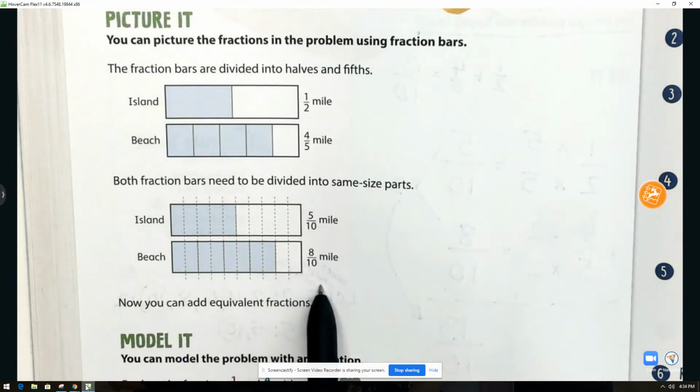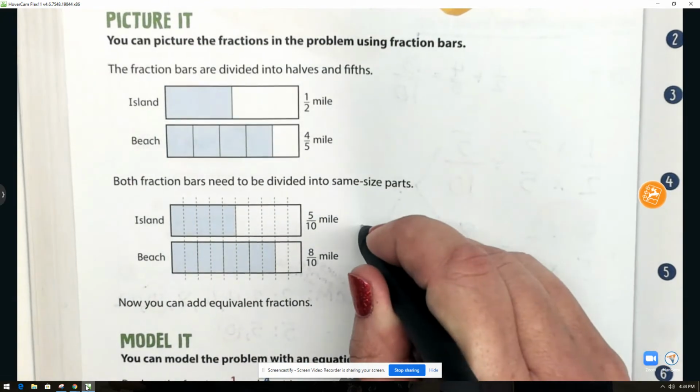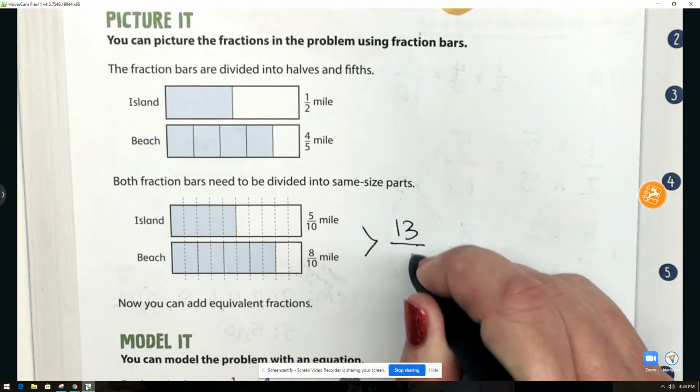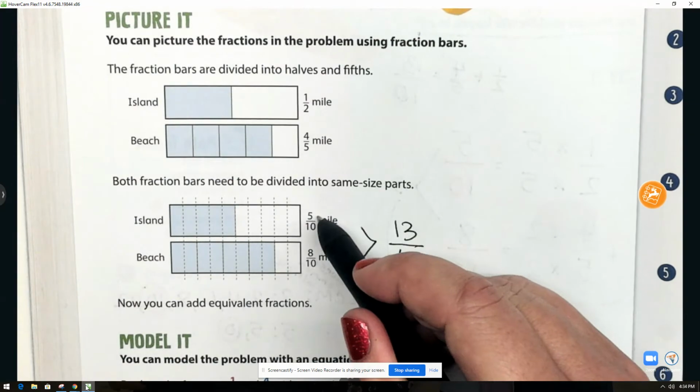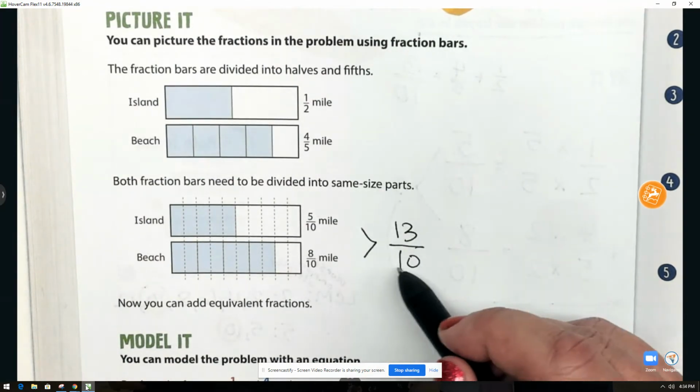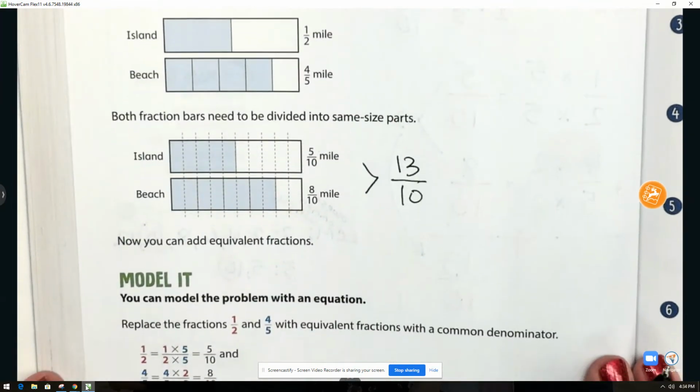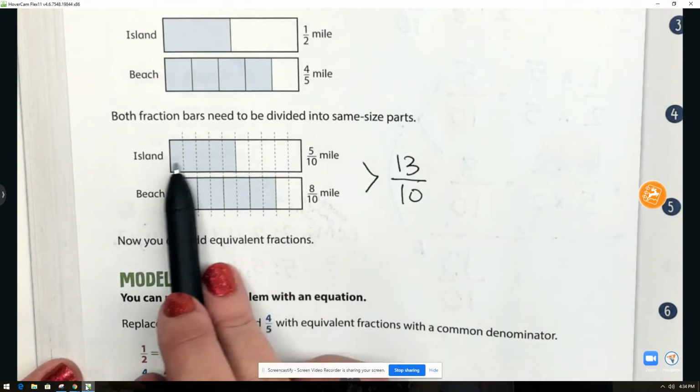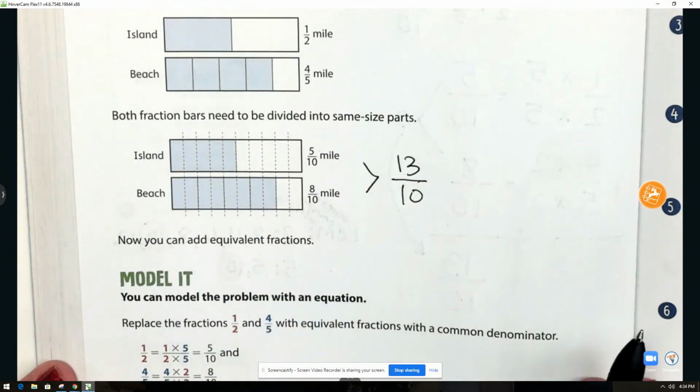So now, because we have equivalent fractions, we can now add them together. When we add them together, we get 13/10 because 5 plus 8 is 13, and then we keep the same denominator because the number of parts in one whole does not change.